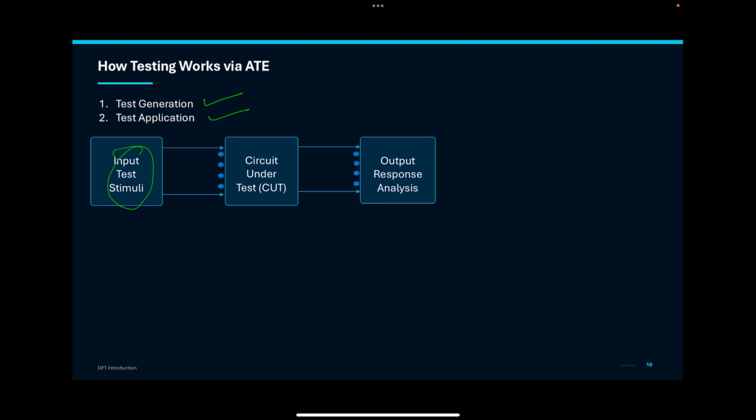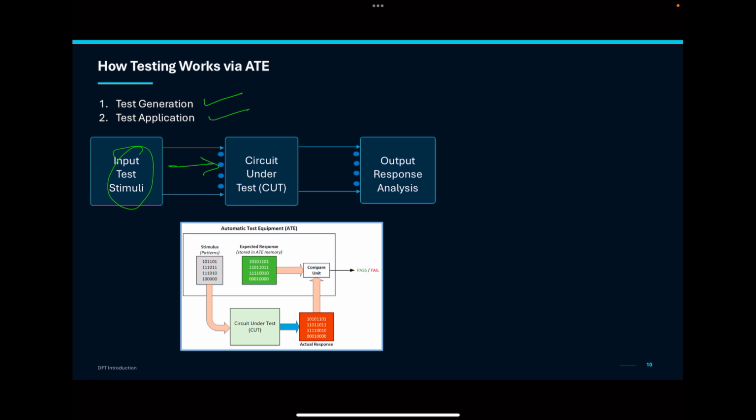And in test application, once the test patterns are ready, the ATE applies these input stimuli to the circuit under test. As shown in the diagram, the input test stimuli is sent from the ATE to the circuit under test, and the circuit processes these inputs and produces an actual output response. Simultaneously, the ATE already knows what the expected response should be for each test pattern. In the output response analysis, the ATE then compares the expected response with the actual response.